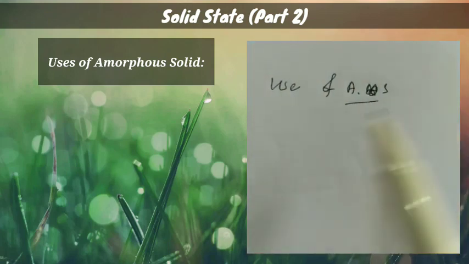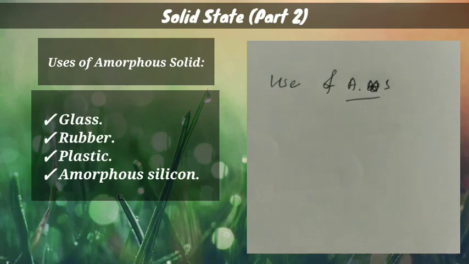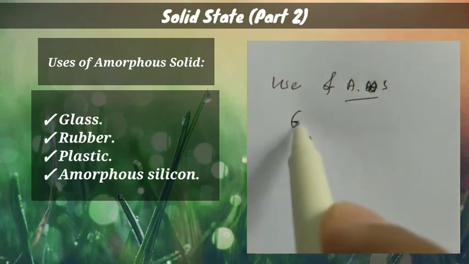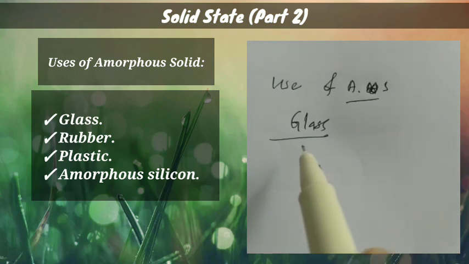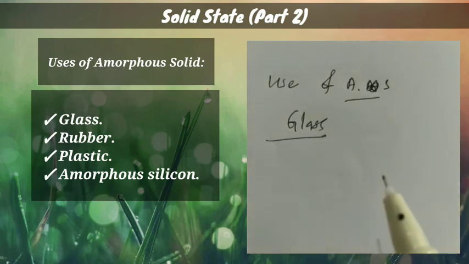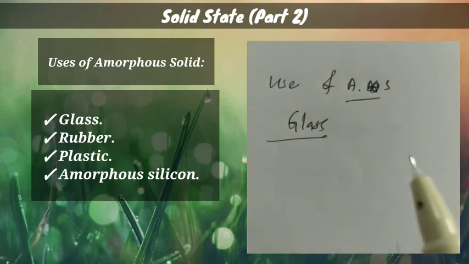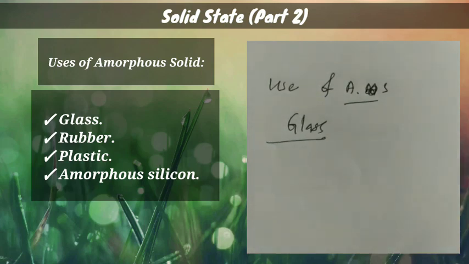We use many amorphous solids in our daily life. Like glass. Glass is an amorphous solid. Rubber is an amorphous solid. Plastics, many plastics, we can't imagine our life without plastics nowadays. It is an essential material for us. So we actually use many amorphous solids.